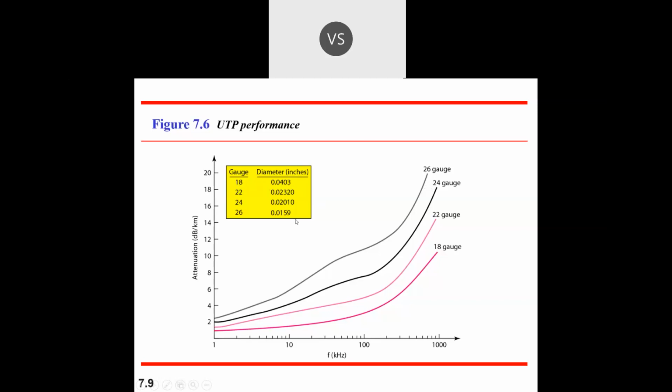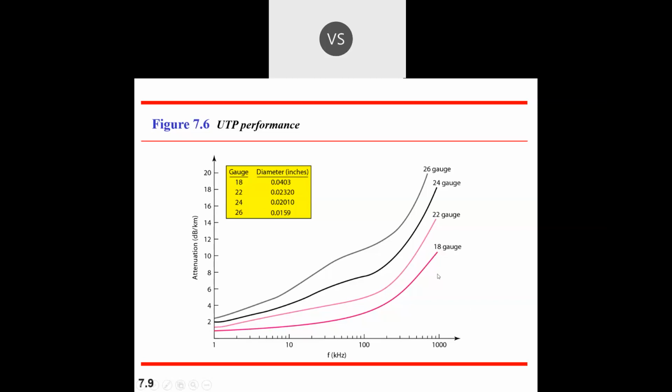So with respect to the different gauges, as the gauge increases, the diameter in inches decreases. If you have a higher gauge, or a thinner wire, the attenuation is going to increase as you change your frequency.